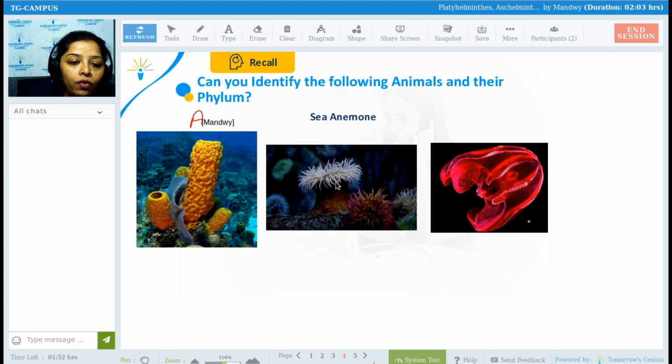Can you identify which one is Porifera, which one is Coelenterata, and which one is Ctenophora? Ma'am, the first one is Porifera. Very good. The second one is Coelenterata, ma'am. Okay. The third one is Ctenophora. Very good. Okay.